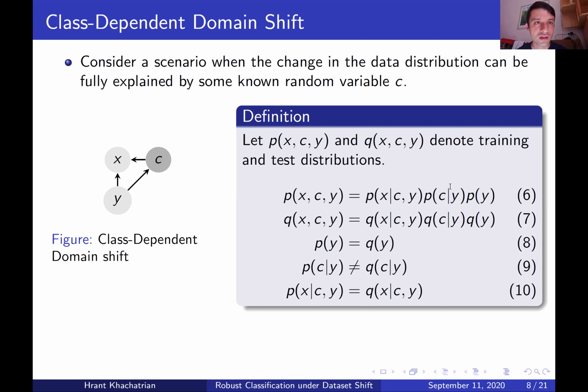We call this setup class-dependent domain shift because this is a domain shift similar to this C acts, similarly to the F in the previous slide. But on the other hand, the C itself depends on Y. So this is a little bit more complicated than the previous setup. This is domain shift where the shift can happen dependent on the class itself.